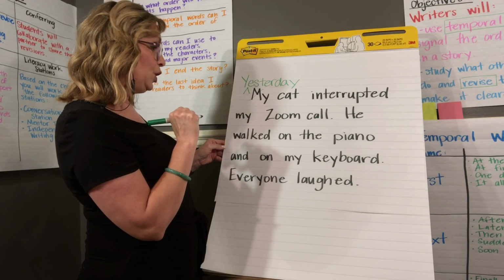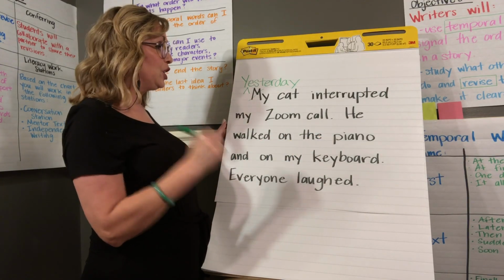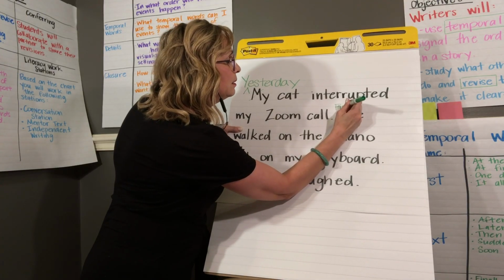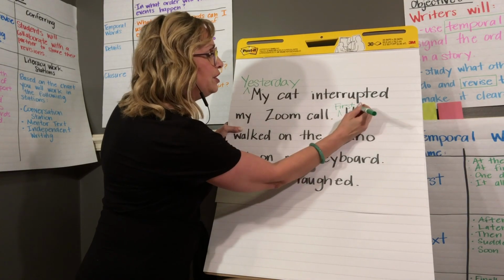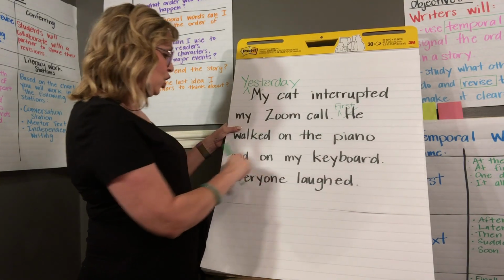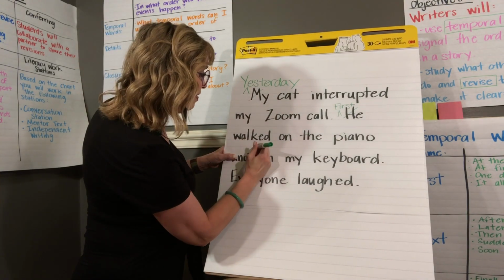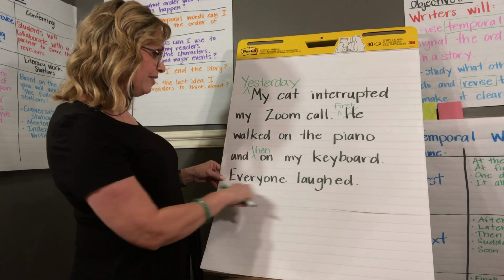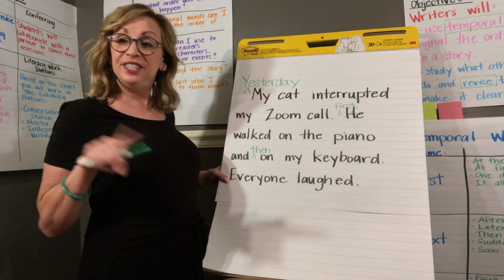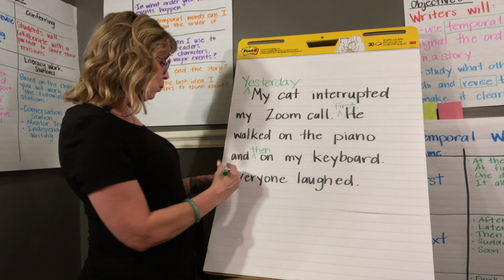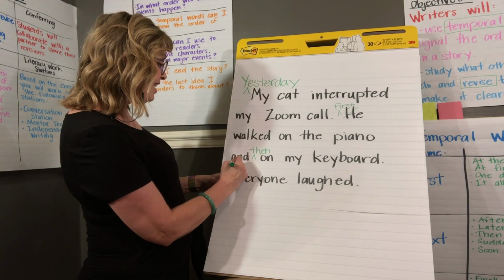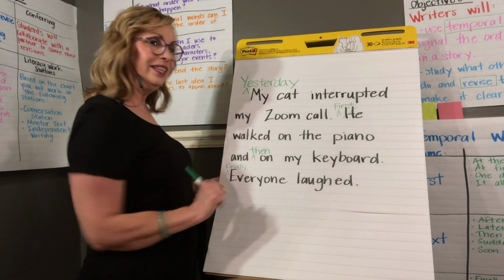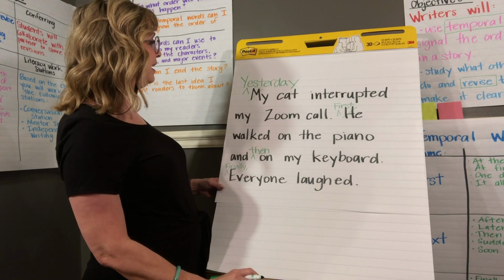Let's see. Well, he walked on the piano first, so I could say first, he walked on the piano and then on my keyboard. Everyone laughed. You know what? That was the last thing that happened, was everyone laughed. So what if I say, finally, comma, everyone laughed. Let me reread it again and see what I think.